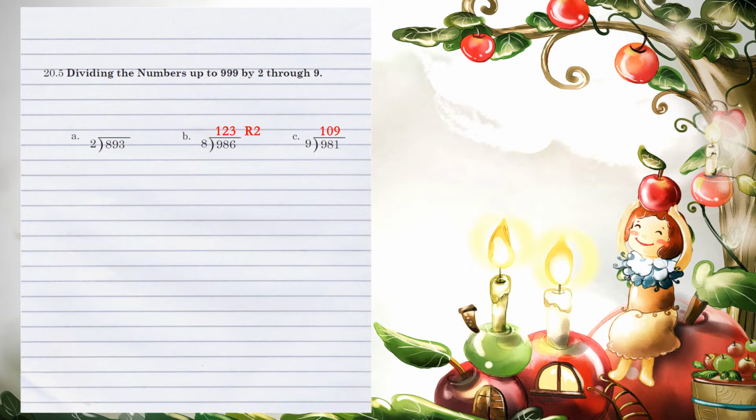2 can go into 9 4 times without going over. 4 times 2 is 8. When we subtract 9 minus 8, we get 1. Bring down the last number of 3.